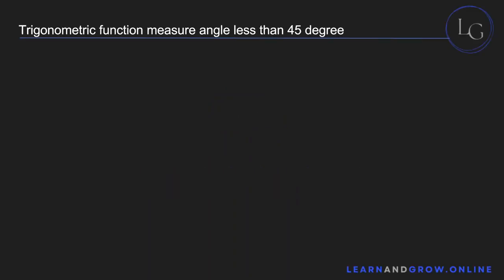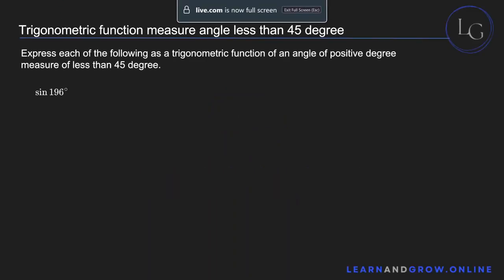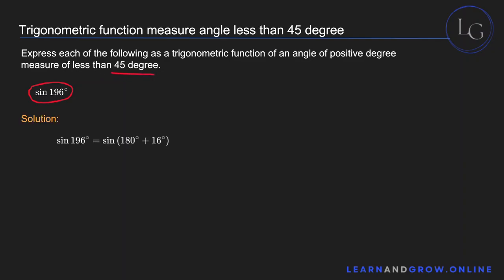Now let's see how we can express sine 196 degrees as a trigonometric function of an angle that is less than 45 degrees. Now, here's what you do. As you know, for a sine function, the first rule is to draw the graph. You know that the sine function looks something like this.